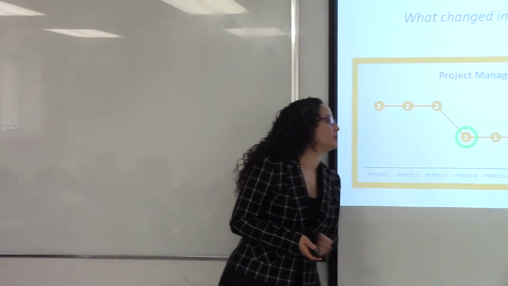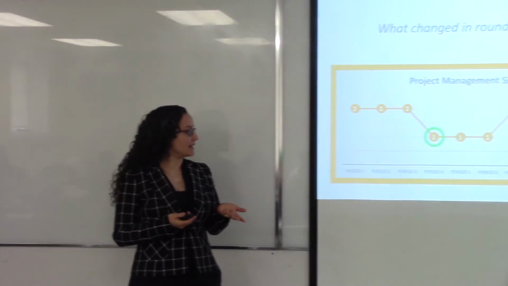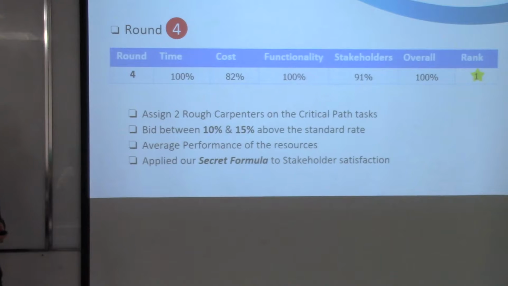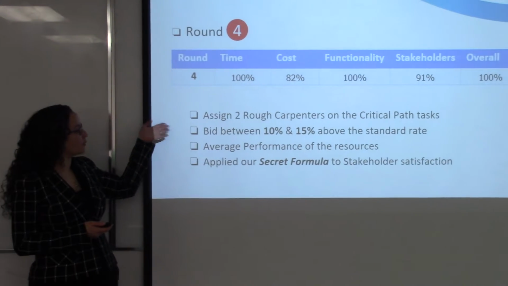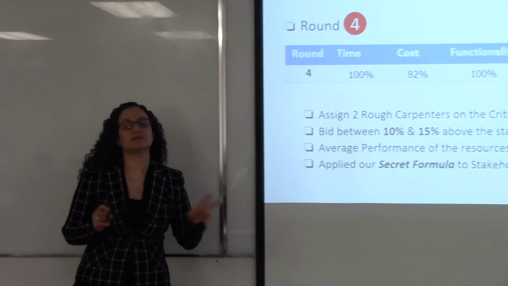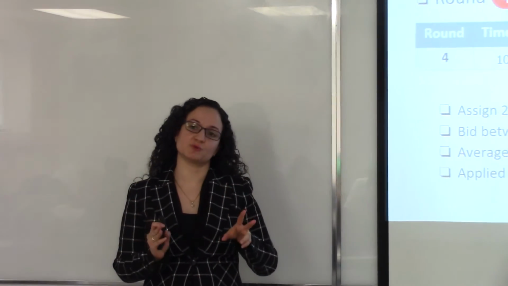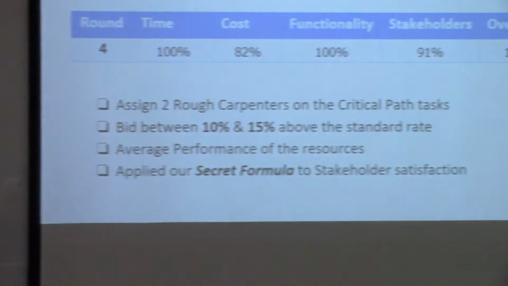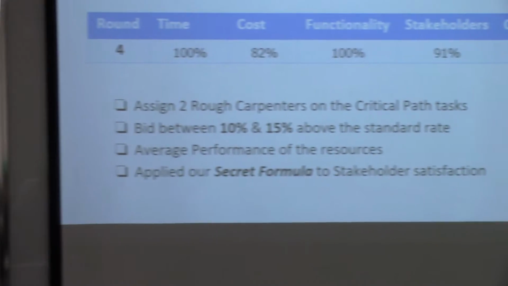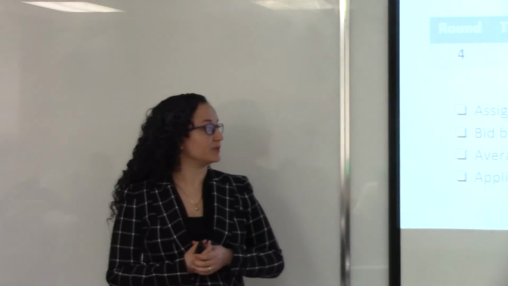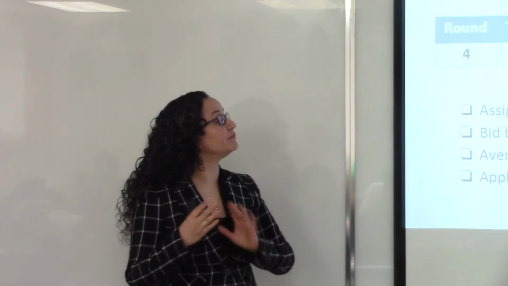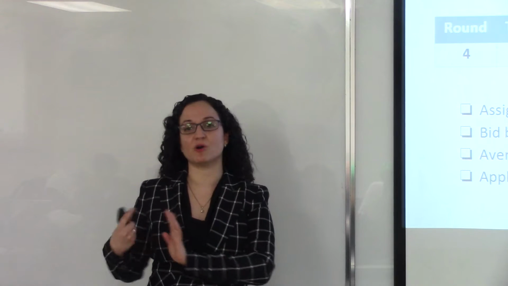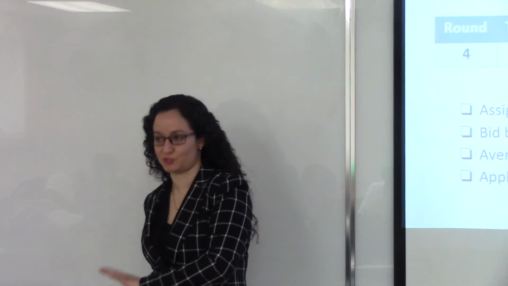However, in round 4, we were able to acquire better resources and we got the first place for the first time. So, in this round, we have 7 activities. 6 of those were on the critical path, and 5 of those were performed by road carpenters. So, in this round, we assigned 2 road carpenters of the critical path and start to bid between 10 and 15 above of the standard rate. We start to spend more money to acquire better resources.